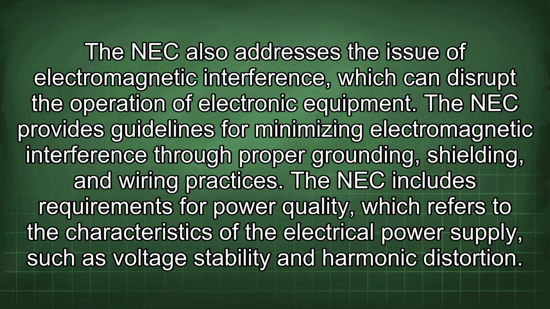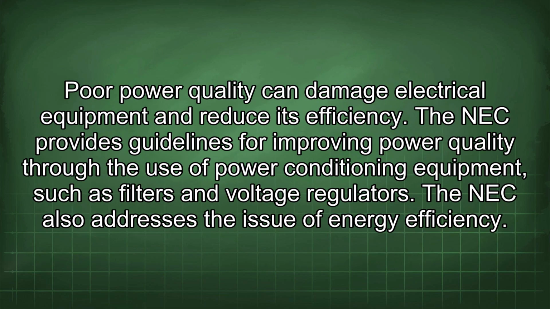The NEC includes requirements for power quality, which refers to the characteristics of the electrical power supply, such as voltage stability and harmonic distortion. Poor power quality can damage electrical equipment and reduce its efficiency. The NEC provides guidelines for improving power quality through the use of power conditioning equipment, such as filters and voltage regulators. The NEC also addresses the issue of energy efficiency.